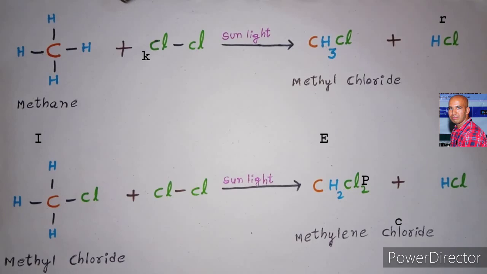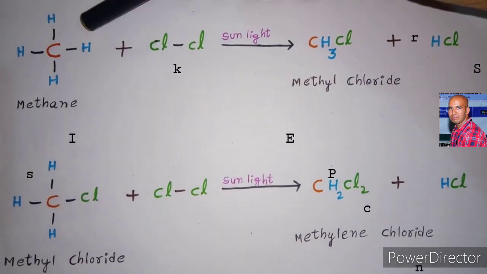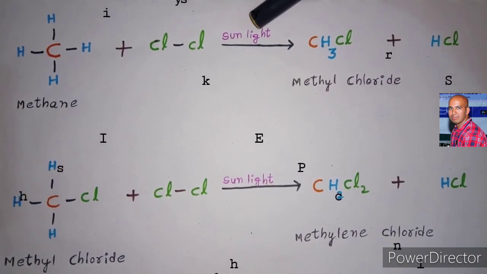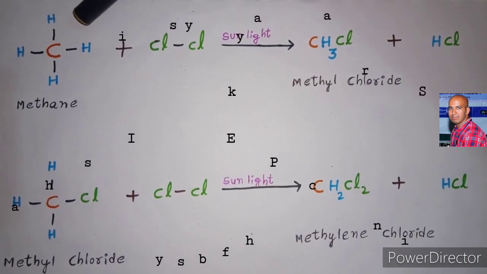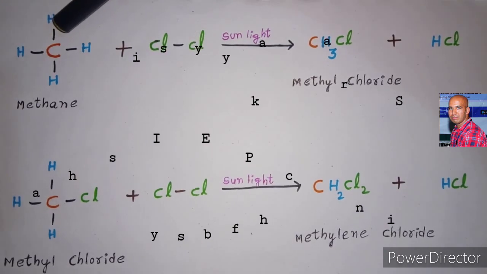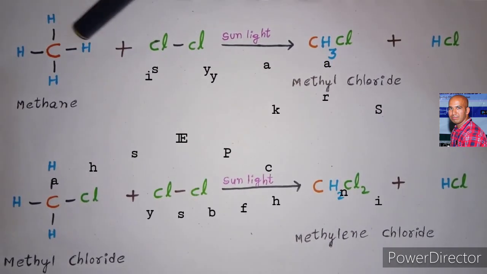So now the reaction is between methane and chlorine, that is, an alkane and a halogen, in presence of sunlight. Let us try to understand the structure of methane. The formula of methane is CH4. That means one carbon atom is bonded with 4 hydrogens like this.